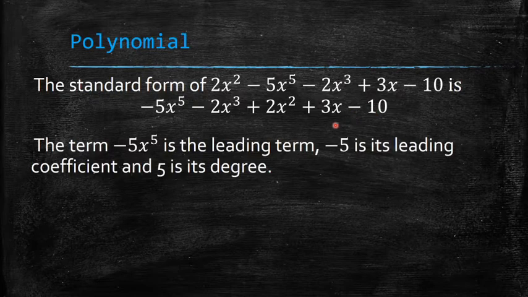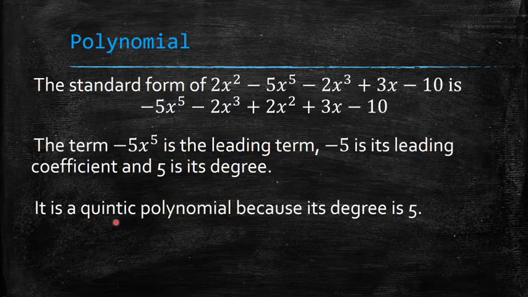Now, after rewriting it in its standard form, we can now get the leading term. So the term negative 5x raised to 5 is the leading term. Negative 5 is its leading coefficient and 5 is its degree. Since 5 is its degree, we call it a quintic polynomial because its degree is 5.